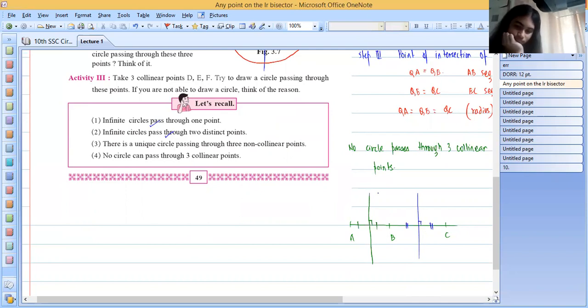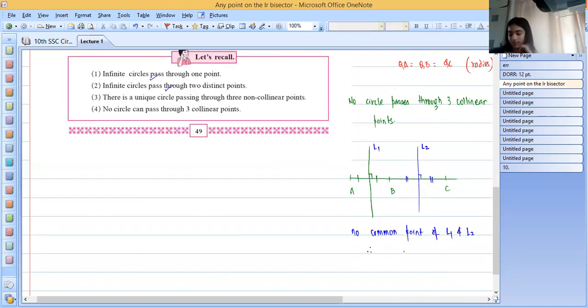No. So no circle can be drawn. No common point for L1 and L2. Therefore, no circle.